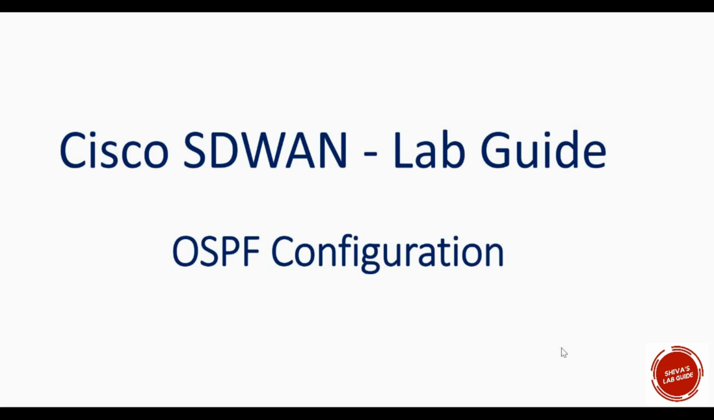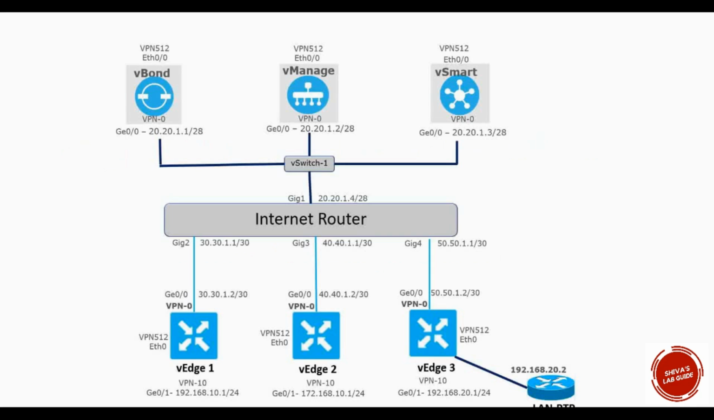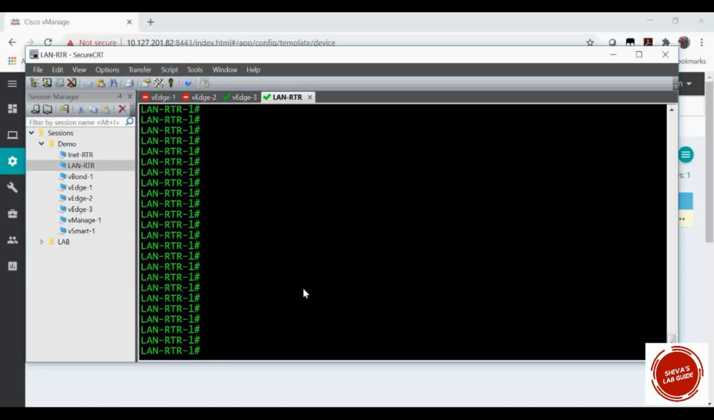In this video, I'm going to show you how to configure OSPF in one of the vEdge routers from the vManage using the device template. So this is our lab topology. I have onboarded vEdge3 in our existing setup, and if you see, this vEdge3 is connected to one LAN router, and that router having IP address 20.2. So I have already configured the OSPF in this router, and in vEdge3 I'm going to show you how to configure the OSPF.